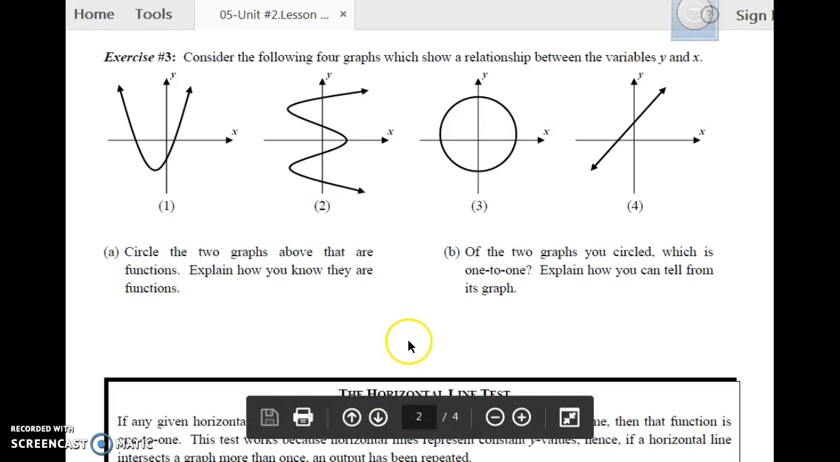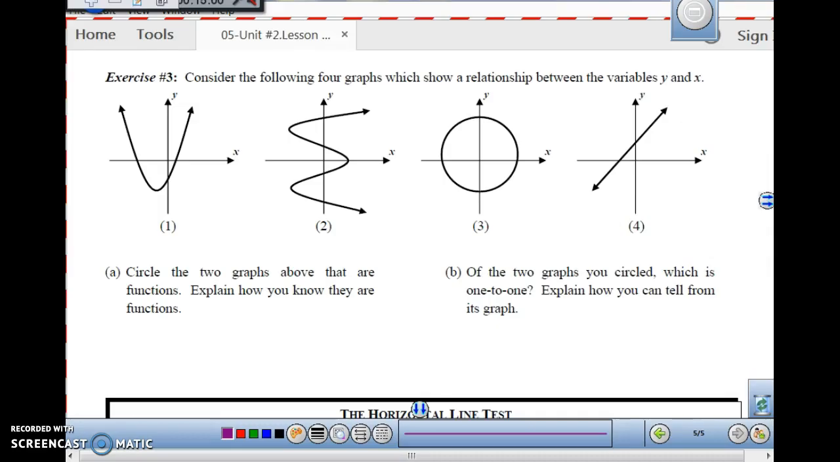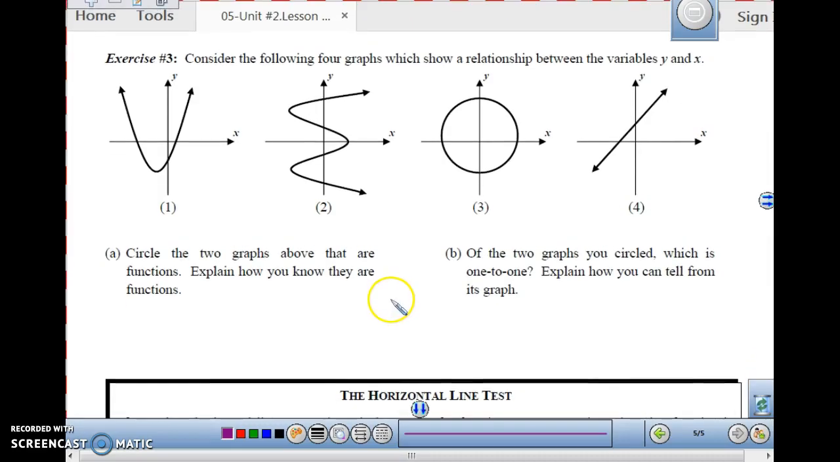Okay, now we want to look at figuring out if the function is one-to-one graphically. Now we already know how to figure out if it's a function using a certain test. Let's look at these. Consider the following 4 graphs which show a relationship between the variables y and x. Circle the 2 graphs above that are functions. Explain how you know they're functions.